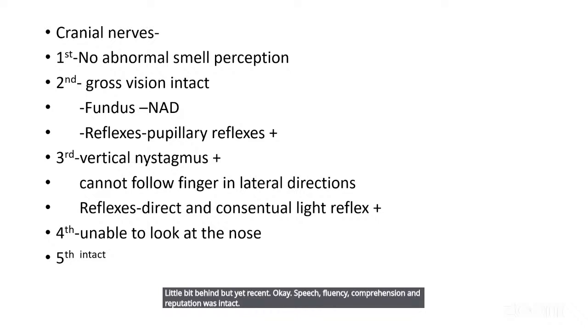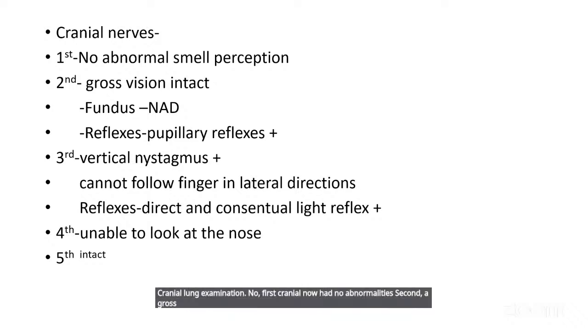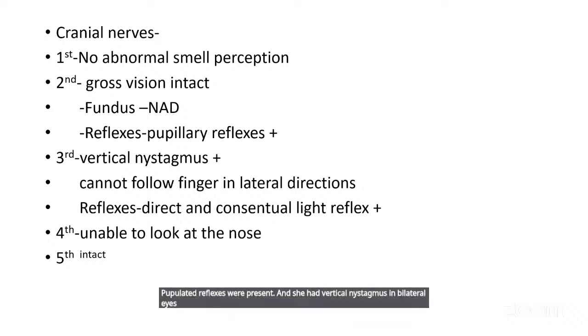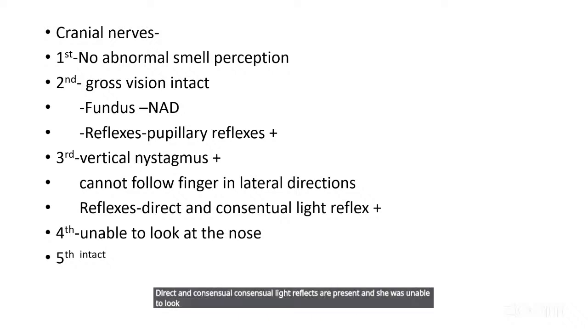Cranial nerve examination. First cranial nerve had no abnormalities. Second, gross vision was intact. Fundus, no abnormality detected. Pupillary reflexes were present, and she had vertical nystagmus in bilateral eyes. She could not follow fingers in lateral directions. Direct and consensual light reflex were present, and she was unable to look at the nose.